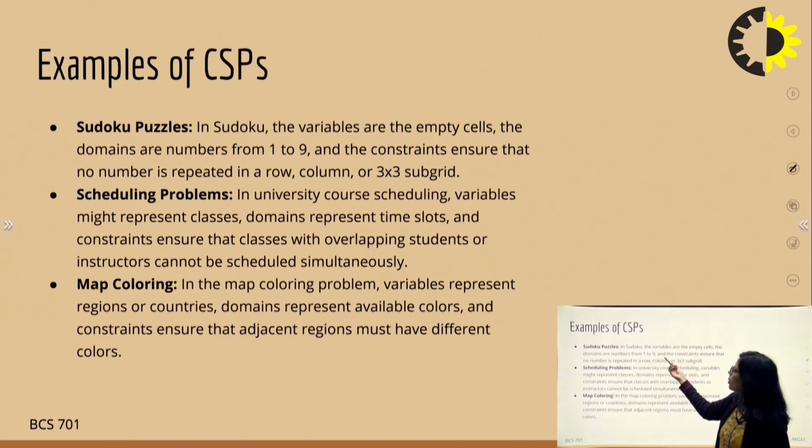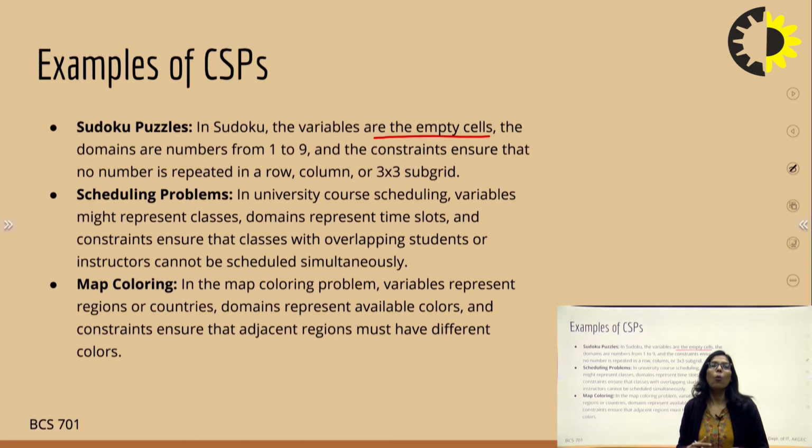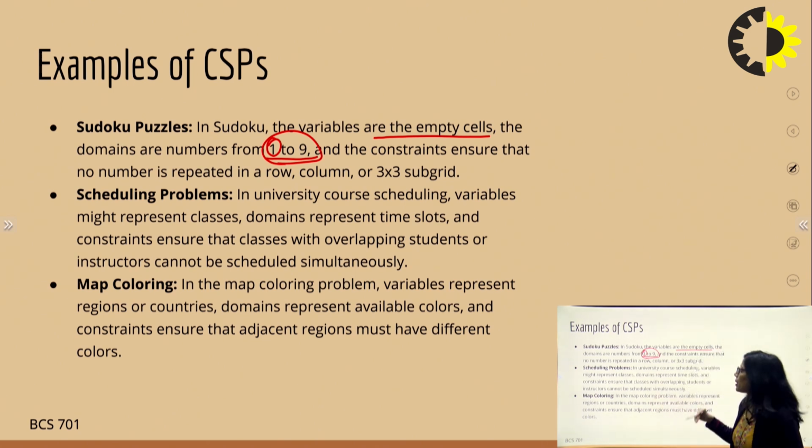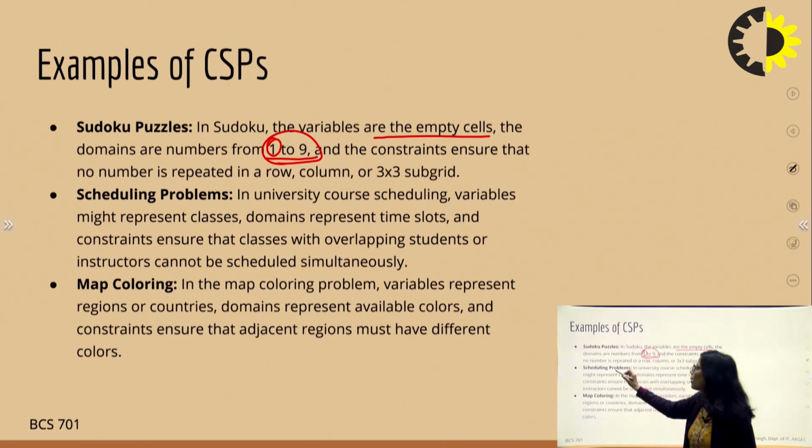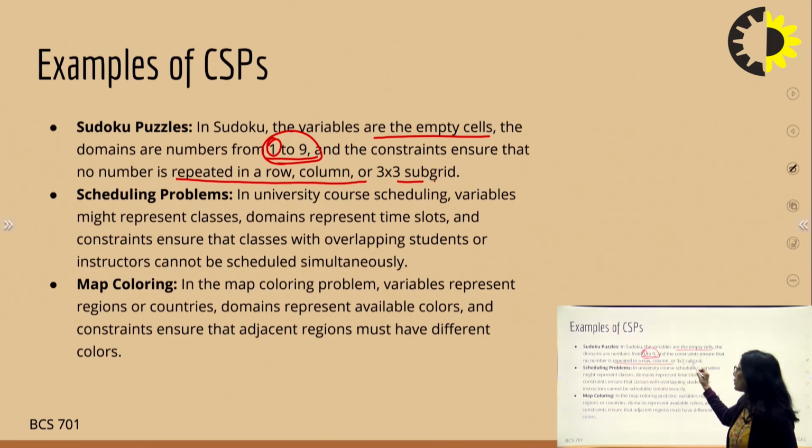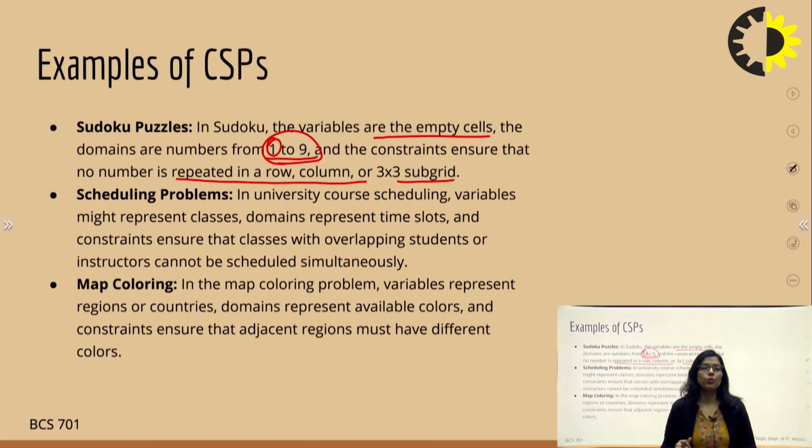So in the Sudoku problem, the variables are the empty cells. We have to assign values to these empty cells. And what is the domain? The domain is any value from 1 to 9 that I can assign. That is my domain. And what is the constraint? The constraint says that no number is repeated in a row, column or 3 by 3 subgrid. So these are the constraints.